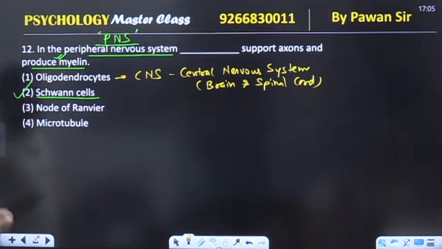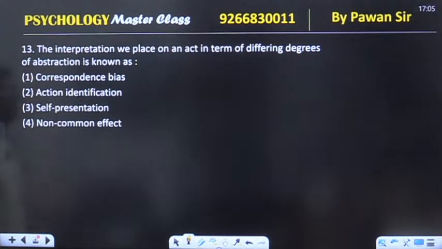Let us see the next question. The interpretation we place on an act in terms of differing degrees of abstraction is known as.